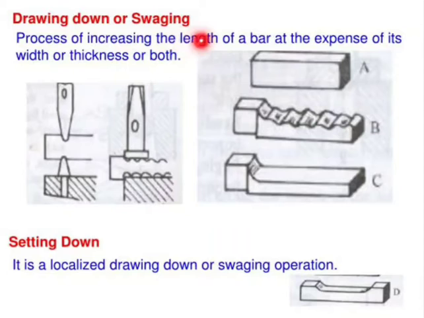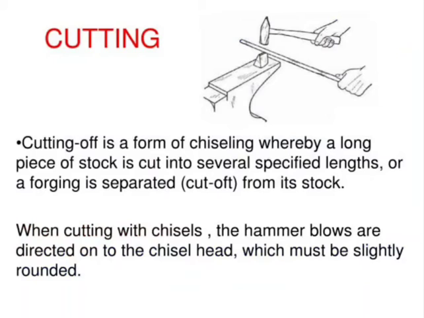Now the drawing down or swaging operation, the process of increasing the length of the bar at the expense of its width or thickness or both. Here the length of the bar is increased and the thickness decreased. We have seen A, B, C pieces and how the process steps are taken. Setting down is a localized drawing down or swaging operation. If you want to increase some partial amount of length and decrease its thickness, this is the setting down operation.